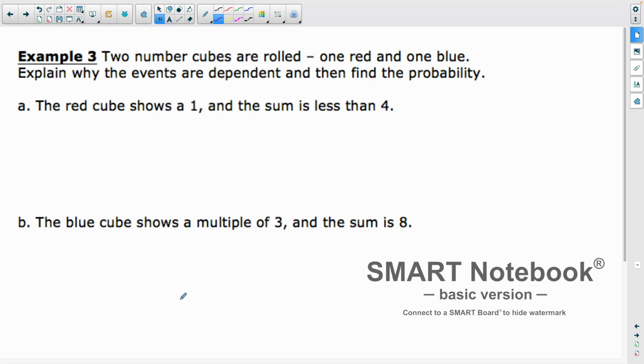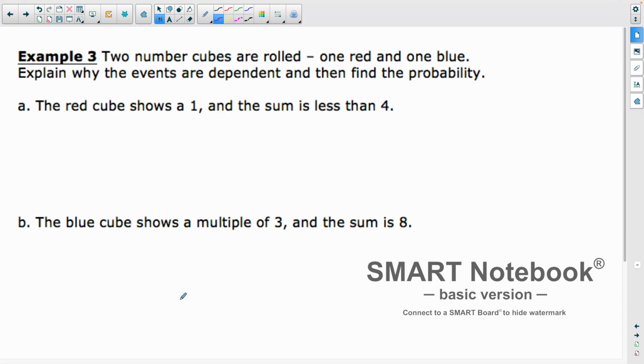Okay? So the first one says the red cube shows a 1, and the sum of the two is less than 4. So again, it's that situation. I roll, and I have a 1 sitting right there, and I need to roll a sum less than 4. Is this a dependent thing? Because I rolled that one, does it affect what I can roll in this one? Yes, it does. So this is a dependent situation.